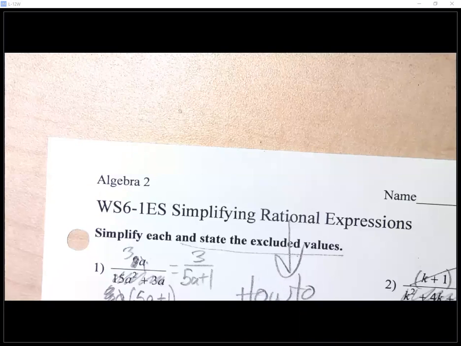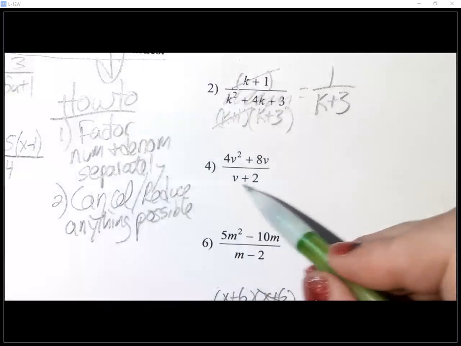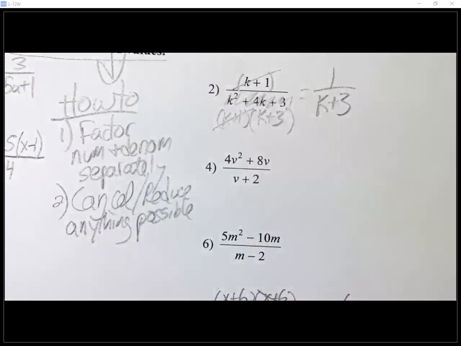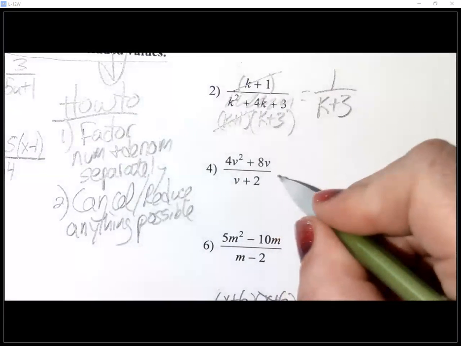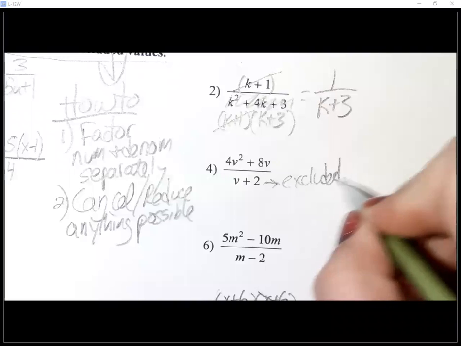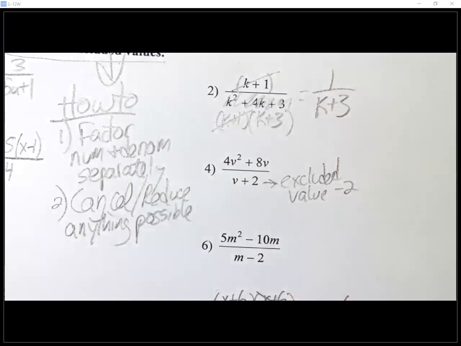So for example, if you look at number 4, before I'm canceling anything, I say, oh, well, you know what? B could never equal -2, right? Because wouldn't that get me a 0 in the denominator? You see that? So if I were asked what the excluded values were on this, the excluded value here would be -2, because that would give me a 0 in the denominator.